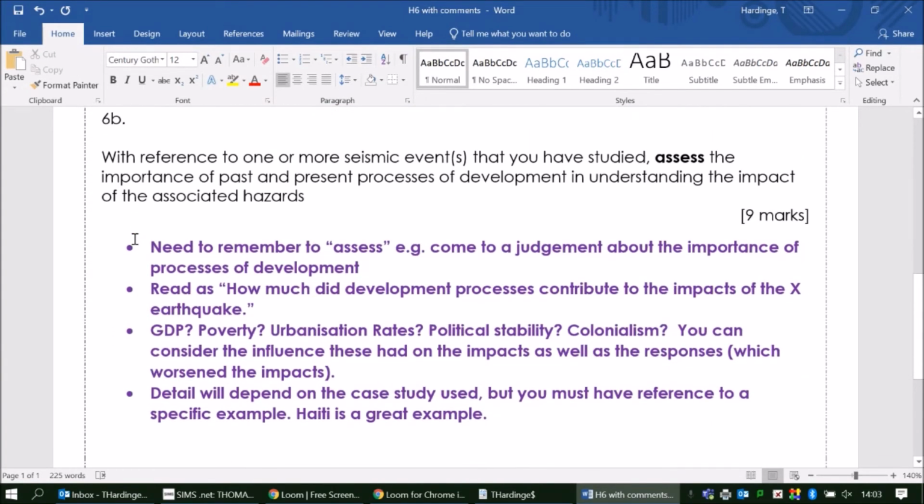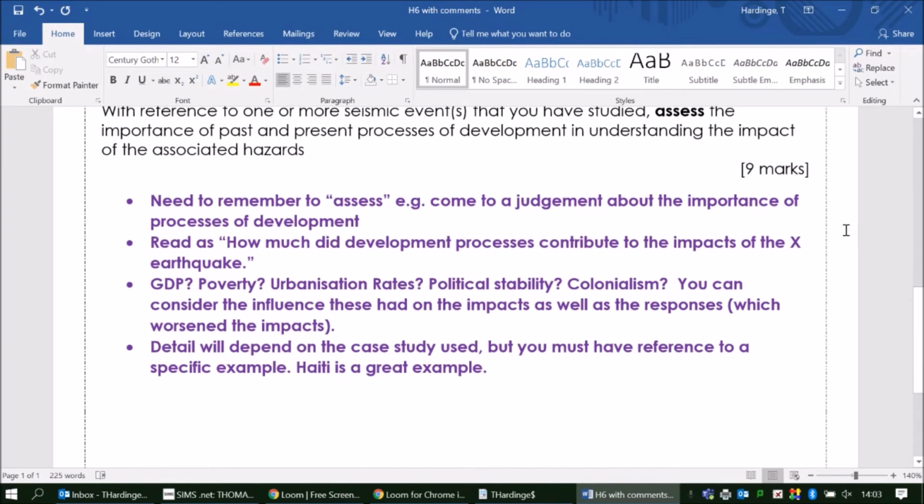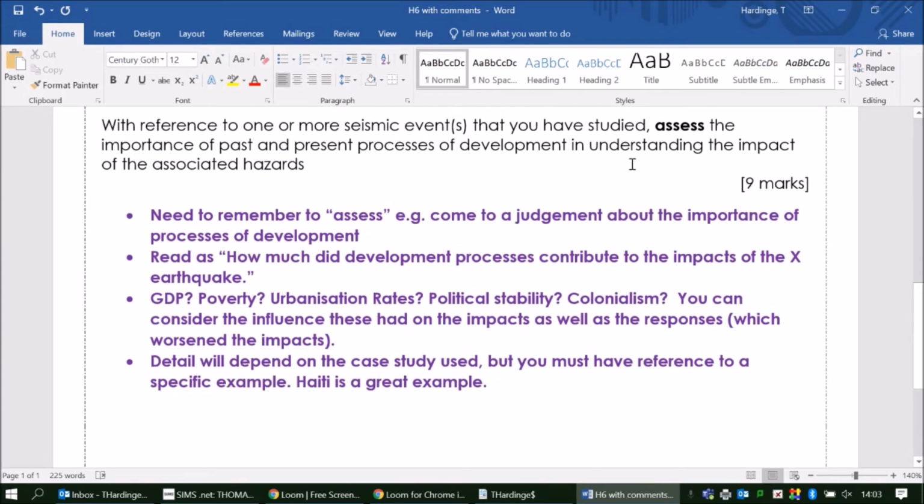The second 9-mark question that you've got on your CAT follows a similar kind of pattern, in so much as we're also being asked to assess in this question. So again, we're being asked to come to a judgment about something. This question, though, is about seismic events. So we've got to switch our head now to start thinking about earthquakes or the hazards associated with earthquakes.